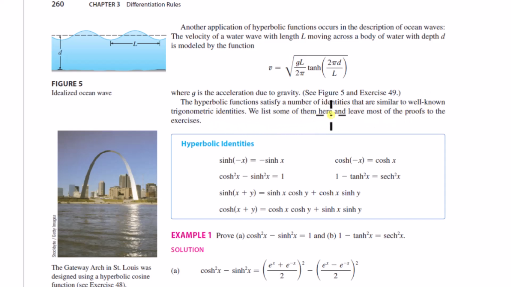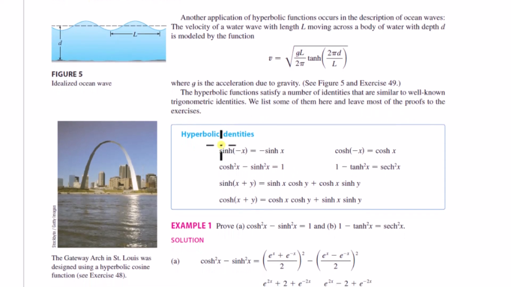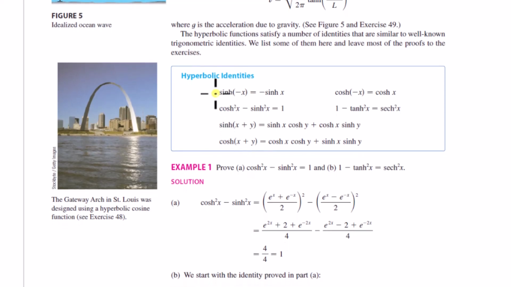We list some of them here and leave most of the proofs to the exercises. So here are some hyperbolic identities. They're similar to trig identities, but there are differences. So we know that sine squared plus cosine squared is equal to 1. Here, cosine squared minus sine squared is equal to 1.